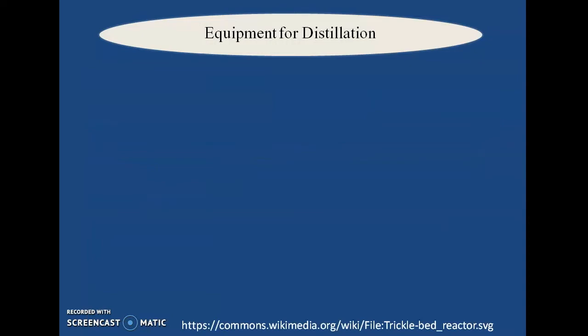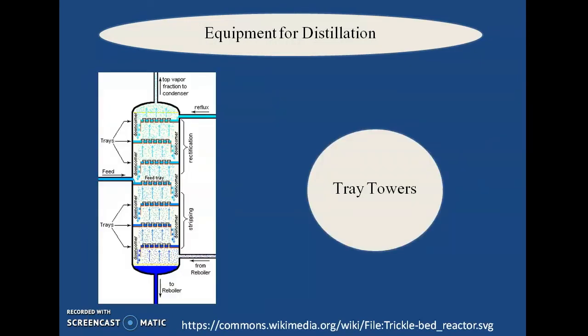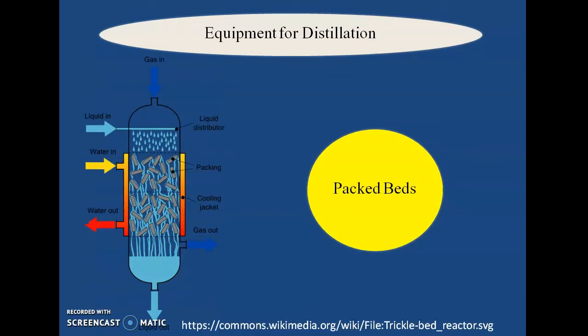Equipment for distillation is mainly tray towers and packed bed columns. As we have mentioned earlier, the details of each of this equipment will be discussed in following lectures.